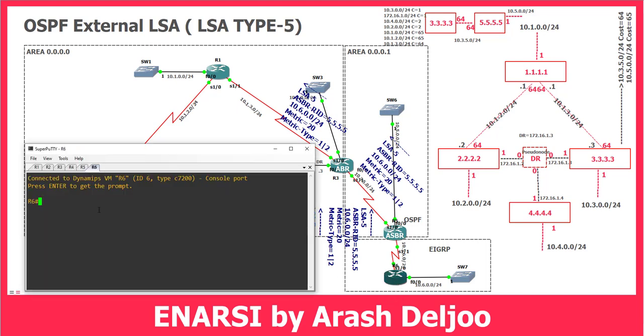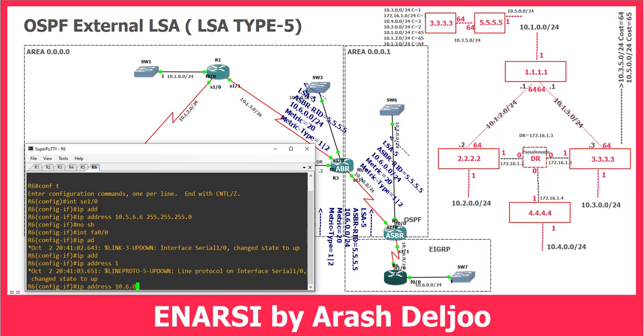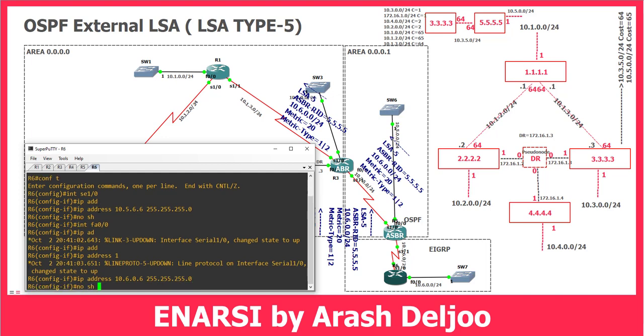This is the router 6. Okay, conf T. Here we have two interfaces. Serial 1/0. Okay, IP address of this interface is 10.56.6.6 255.255.255.0, no shutdown, and then interface FastEthernet 0/0. IP address is 10.60.6.6 255.255.255.0, and then no shutdown.